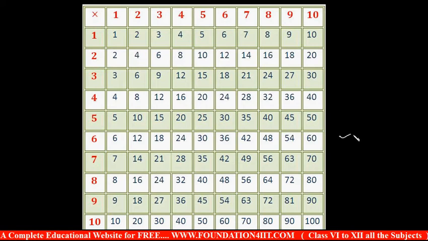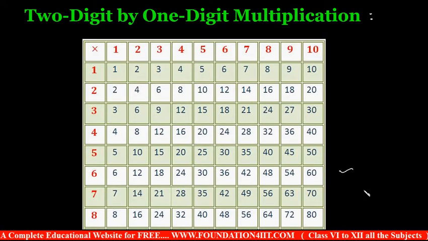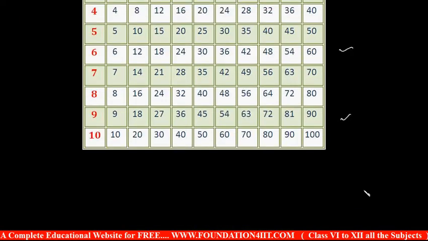So before that, this complete entire chart, even in reverse order. Not only 2 times 2, 2 times 3 is 6, 2 times 4 is 8, but also in reverse: 2 times 4 is 8, 2 times 3 is 6. So in reverse also you should be perfect, vertical or horizontal. Anyway, the complete entire chart you must be perfect first. Once you are thorough with this, to do 2-digit by 1-digit multiplication, let's have a simple technique now.